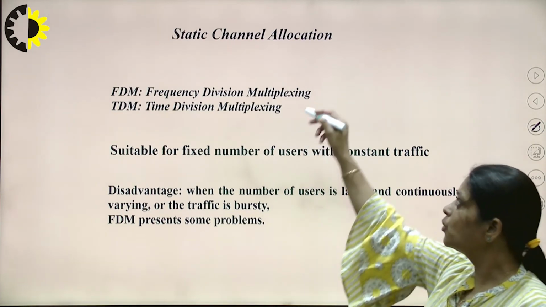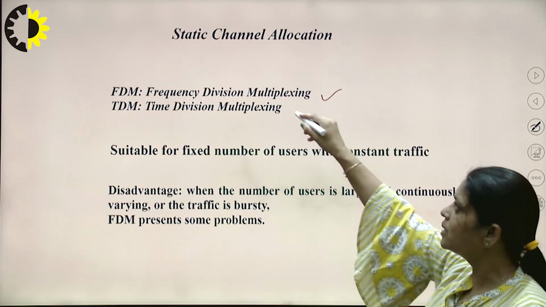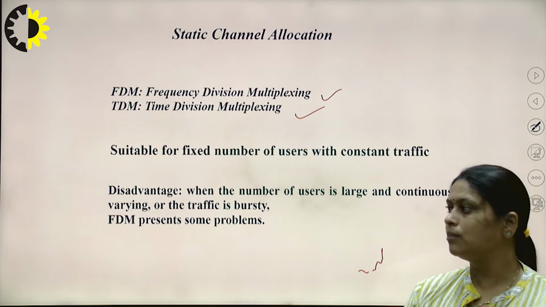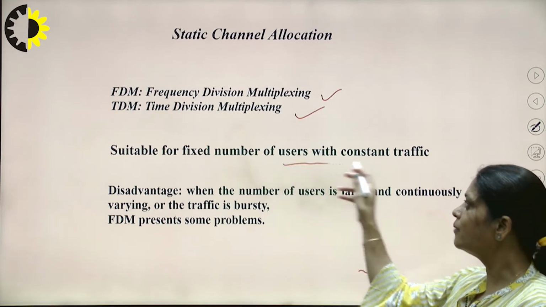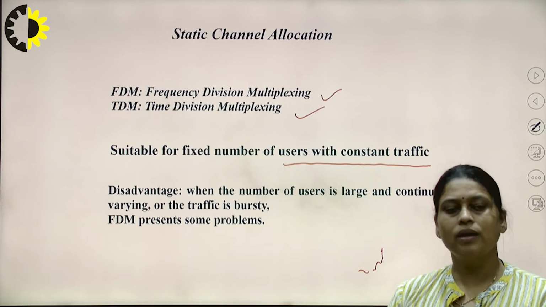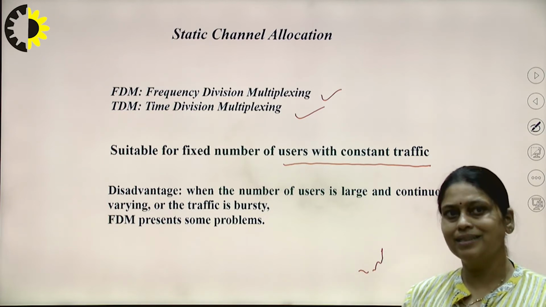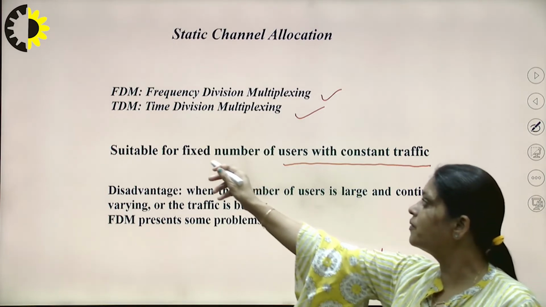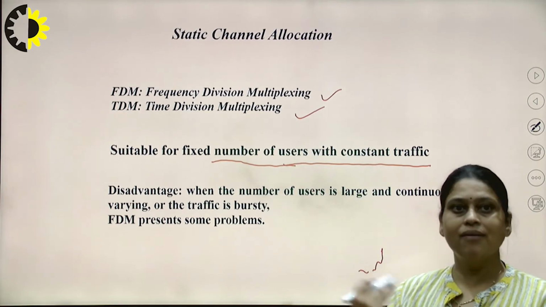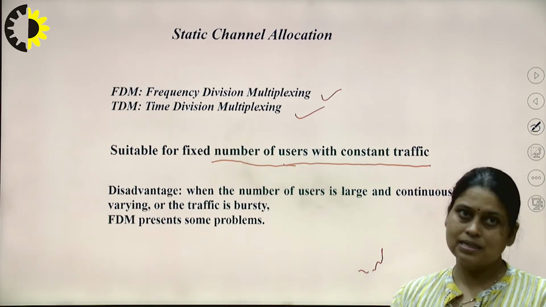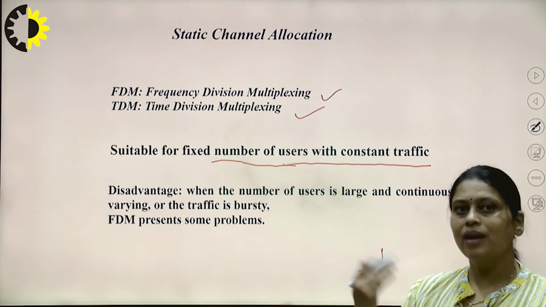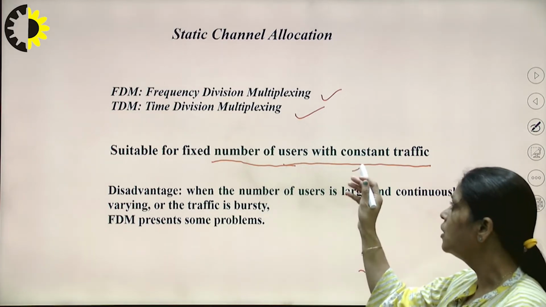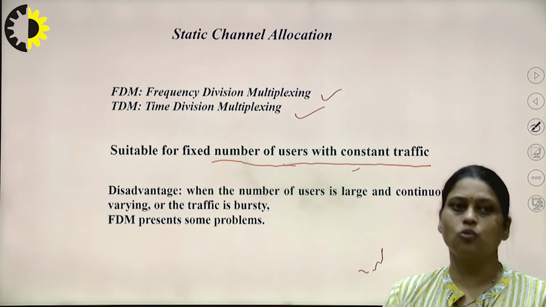In static channel allocation, we use two types of multiplexing. One is frequency division multiplexing and the second is time division multiplexing. We apply the static channel allocation method only when we have a limited or fixed number of users. If any user can move from the network, or be added or deleted, then the static method will not be used.